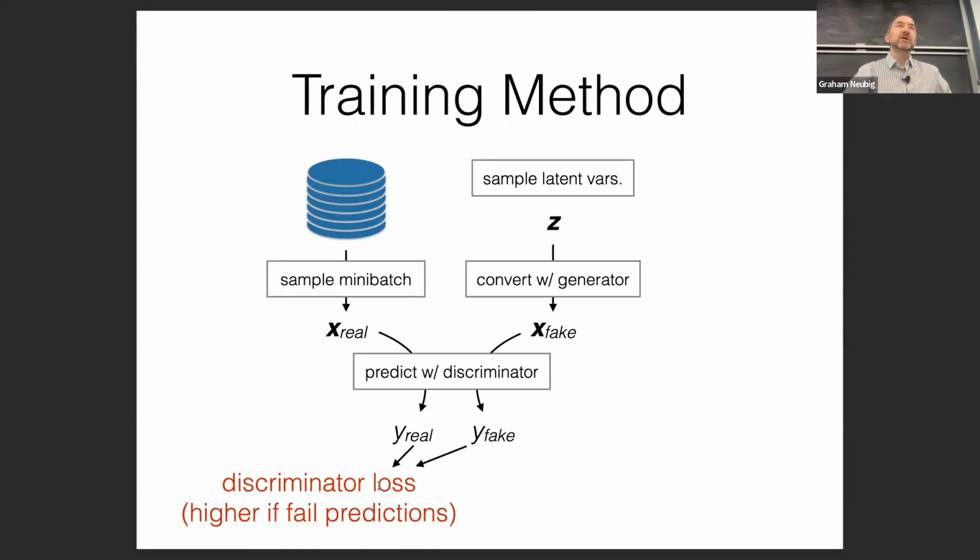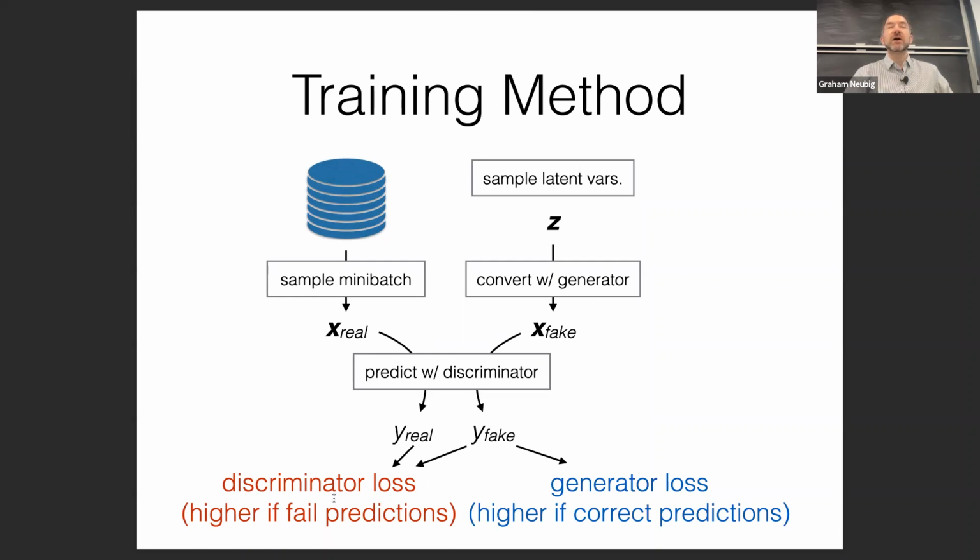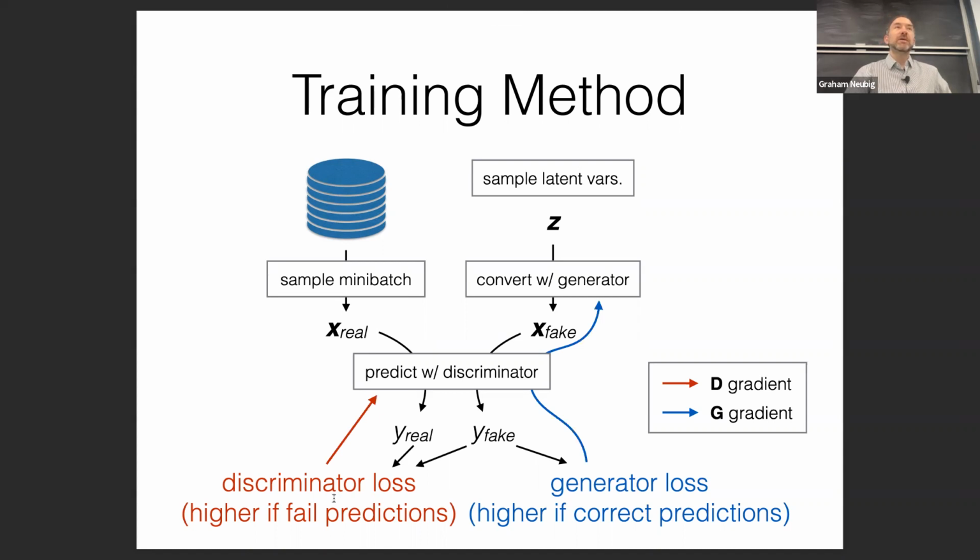And then we have this discriminator loss, which is higher if it fails predictions. And then we have a generator loss, which is higher if we get correct predictions on the fake data. And we backprop the discriminator loss to update the discriminator. And we backprop the generator loss to update the generator.